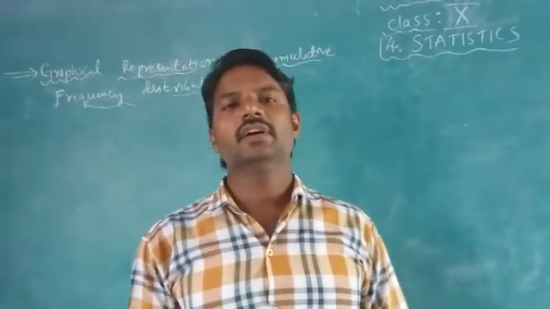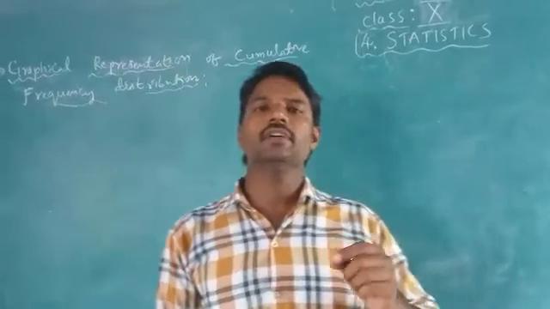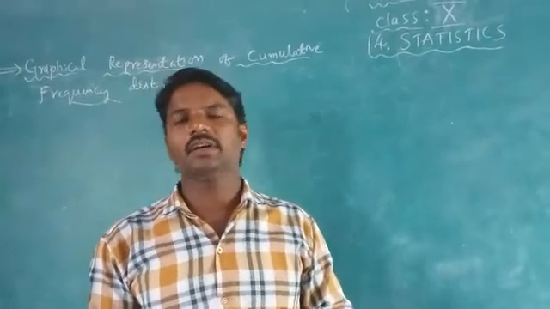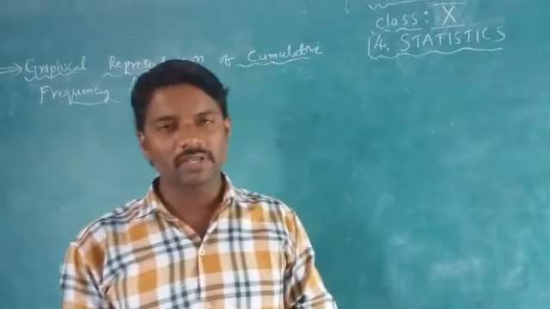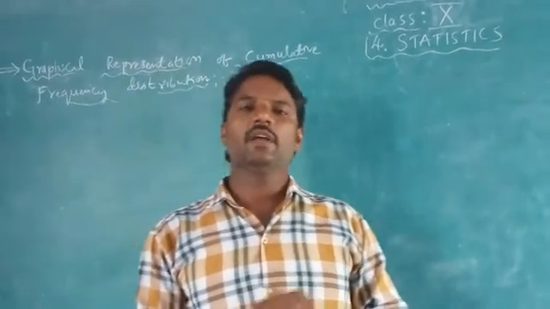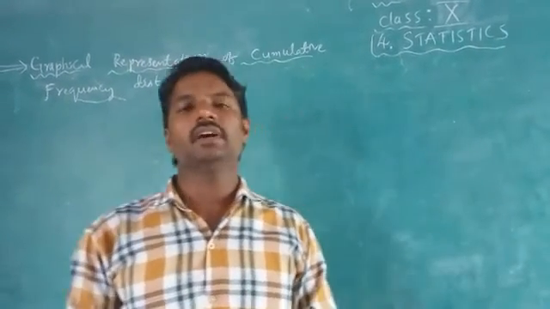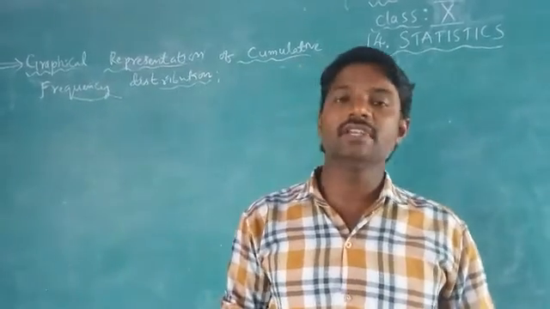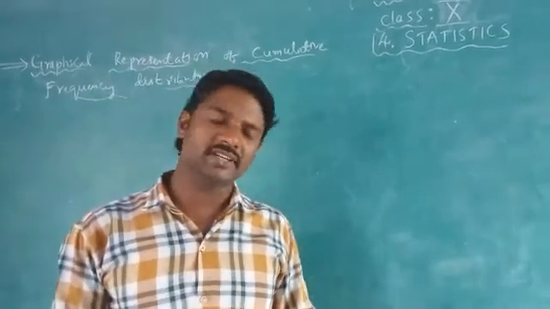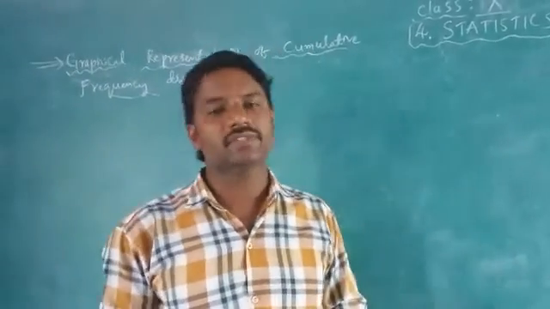So children, until now what we discussed: mean, how to find the mean of grouped data using three methods, that is direct method, assumed mean method, and step deviation method. Afterwards we learned mode, the formula for mode of grouped data, and in the previous video we also discussed the median of grouped data. Now today we'll talk about graphs, children.